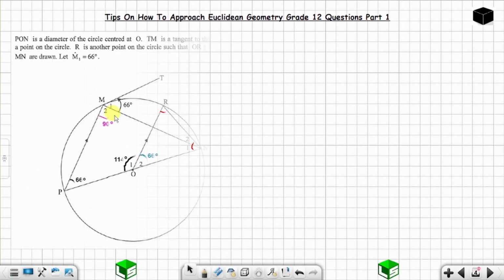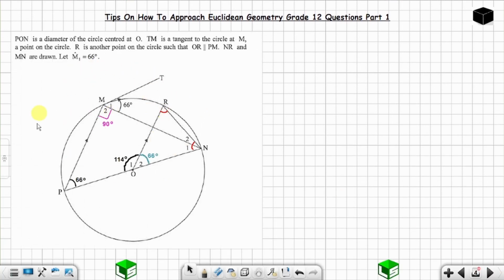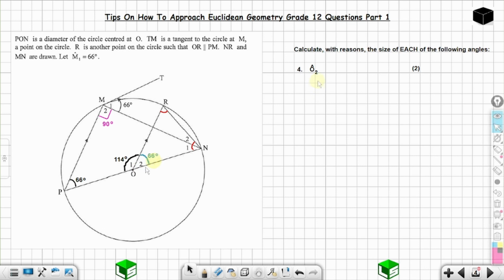Now question 4. We still have this from the previous slide. We have to find O2. I hope you remember how we found O2. O2 is equal to 66 degrees, and the reason is corresponding angles. PM is parallel to OR.